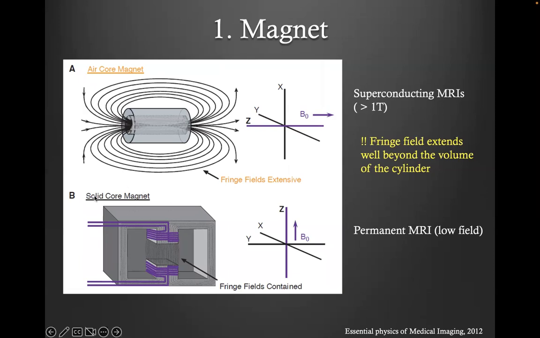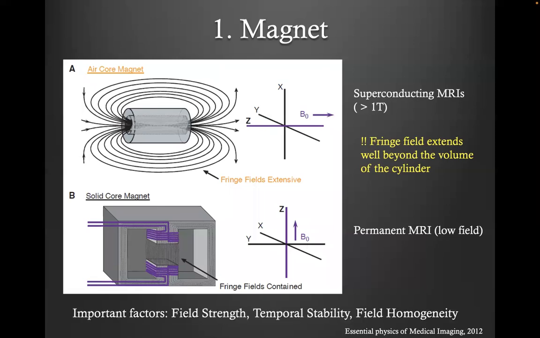There's another construction, which is a solid core magnet. This is usually a permanent magnet, which is typically low field. In this construction, you can see that the magnetic field is actually very well maintained. You don't worry so much about the fringe field, because your field is just within the two poles, the North Pole and the South Pole, and that is usually fine. And usually the magnetic field is vertical. There are all kinds of factors that make your superconducting MRI scanner very expensive, for example, your field strength, your temporal stability, and your field homogeneity.